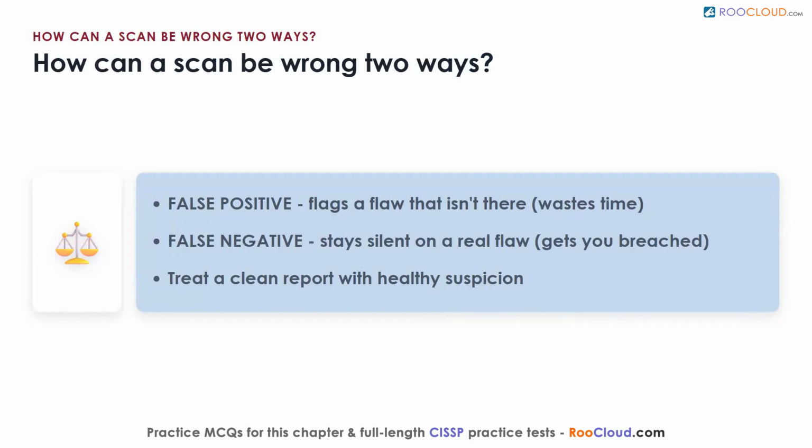How can a scan be wrong in two directions? Because no automated test is perfect. Sometimes the scanner flags a problem that is not really there, a false positive, which wastes an administrator's time chasing a ghost. Far more dangerous is the opposite, a false negative, where the scanner stays silent about a flaw that genuinely exists. The false positive annoys you. The false negative is the one that gets you breached. Treat a clean report with healthy suspicion, not blind relief.